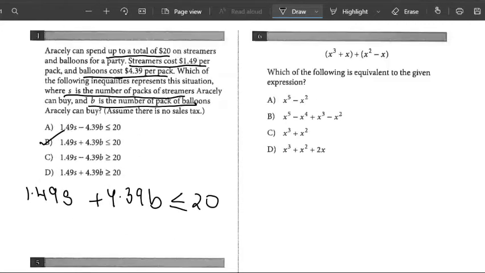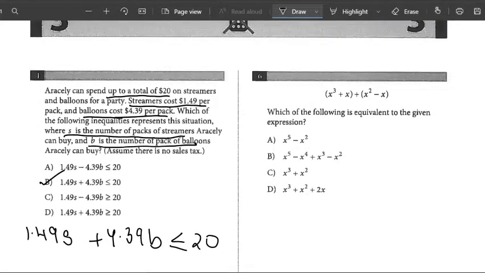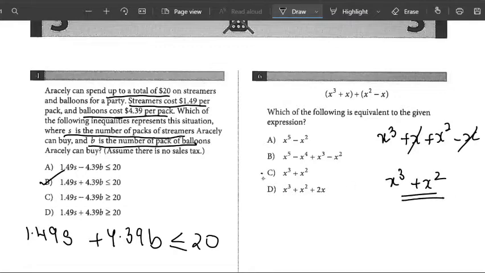Now let's look at sixth. Which of the following is equivalent to the given expression? X cube plus x square minus x. So the x and x cancel, so you'd get x cube plus x square, which is C. So 6 is C.